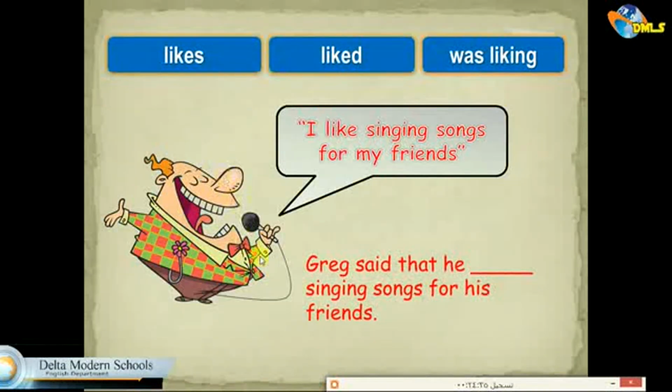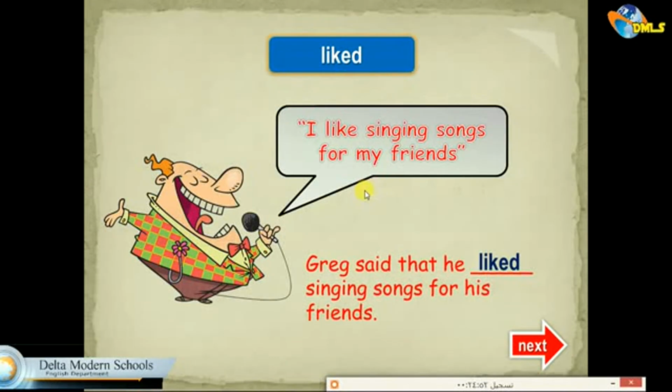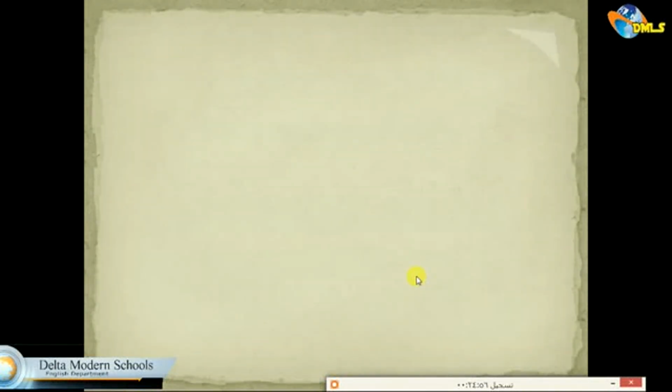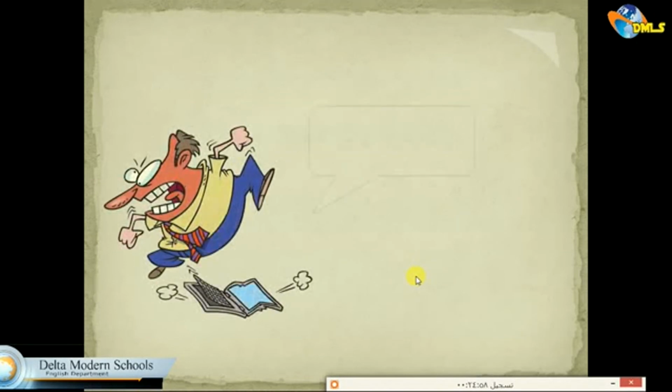Are you ready? Greg said that he singing songs for his friends. What are you going to choose? Likes, liked, or was liking? So what do you think? Likes? Oh, of course not. It will be liked. Great.